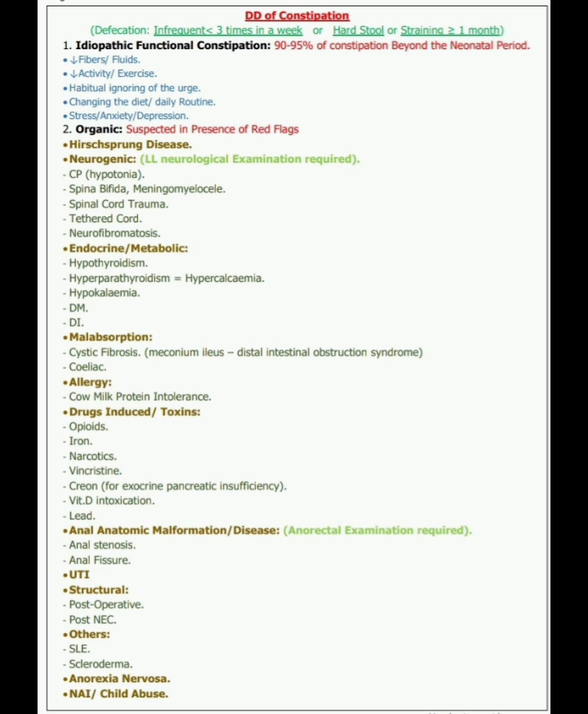Anal anatomical malformations or disease: anorectal examination required. So in examination we will examine the rectum, because of anal stenosis, anal fissure. UTI, I already told. So pee history is very important. Structural causes, like post-operative and post-NEC. Others are SLE and scleroderma. Anorexia nervosa, NAI, and child abuse. Child abuse is very important. We can ask one question like, do you think anything threatens his safety at home, like that? So this is all about constipation, how we do chief complaints analysis and the differential diagnosis. Thank you.